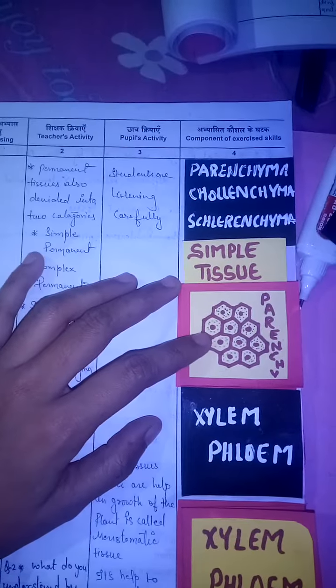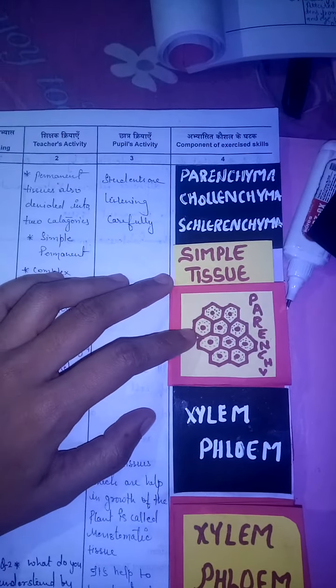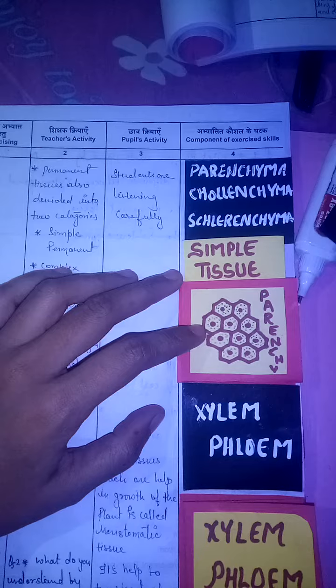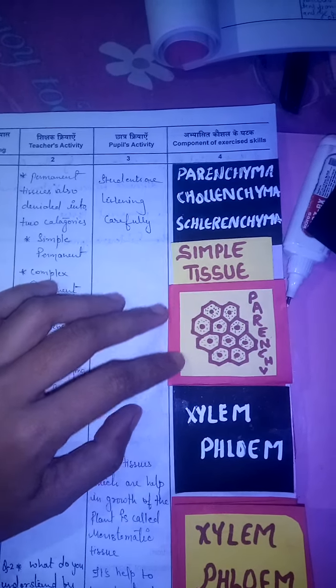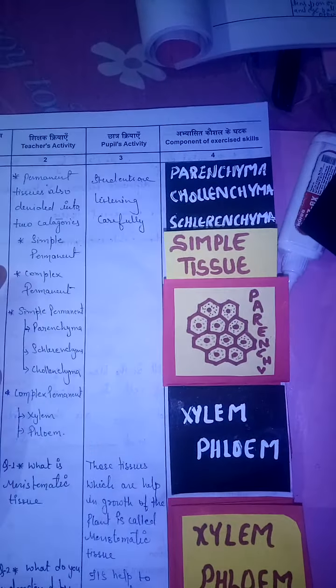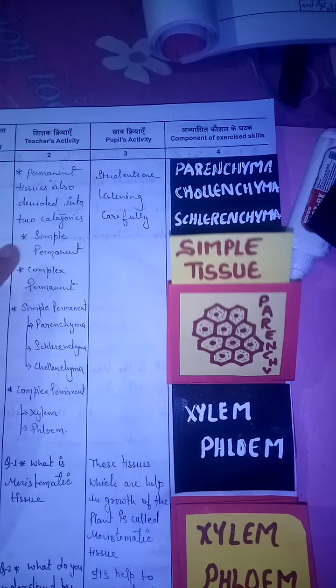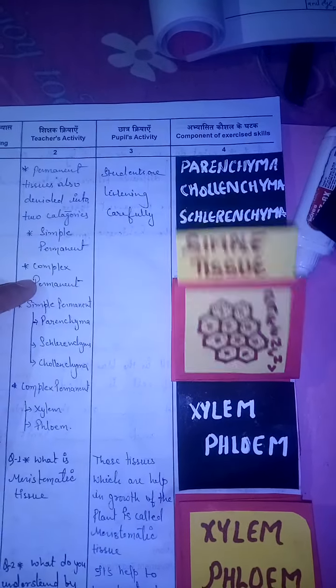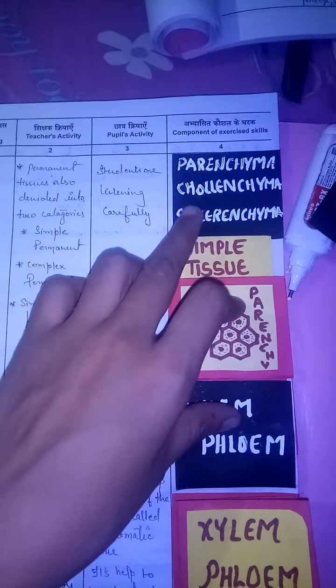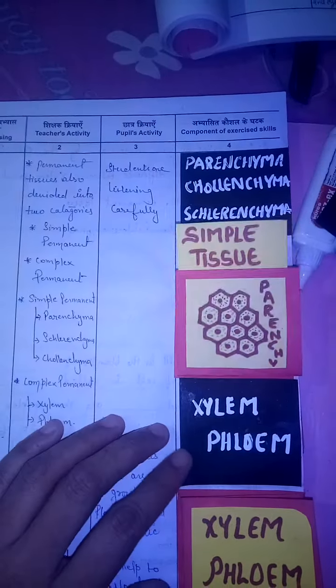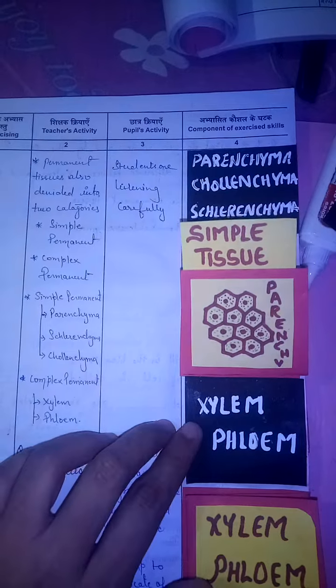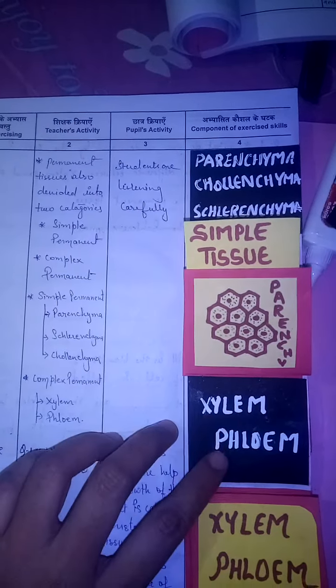Next one is permanent tissue. Permanent tissue is divided into two categories: simple permanent tissue and complex permanent tissue. Simple permanent tissue is further divided into three: parenchyma, collenchyma and sclerenchyma. And complex tissue is divided into xylem and phloem.